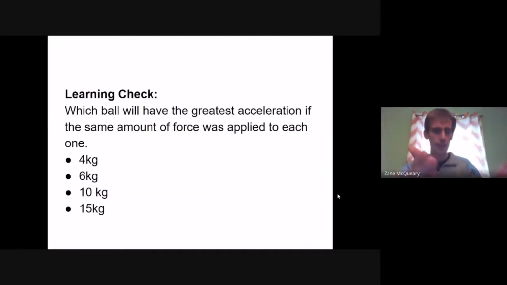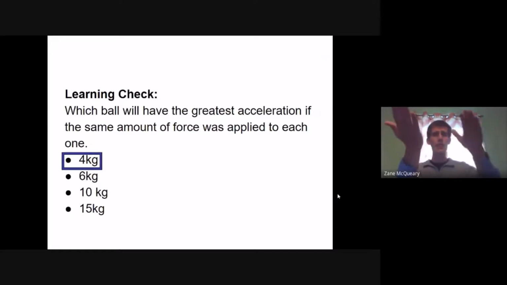So we have 4 different balls here. If we apply the same amount of force to each one of those, which one's going to have the greatest acceleration? It's going to be 4, right? Why? Well, if you want a higher acceleration, then you need a small mass. Likewise, if you have a large mass, you're going to decrease that acceleration, right?